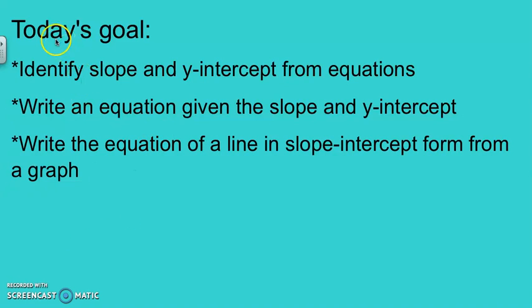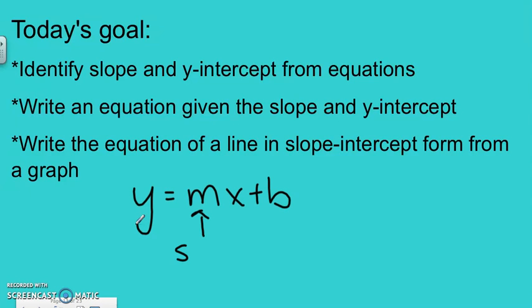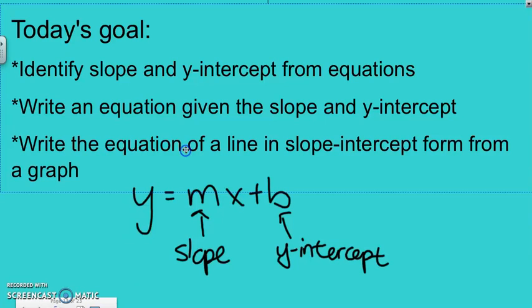Okay, here is a video for today's goal. We're going to be identifying slope and the y-intercept from equations. We're going to be dealing with equations that have y equals mx plus b. M is going to stand for the slope. B is going to stand for the y-intercept. And remember, the y-intercept is where it crosses the y-axis.